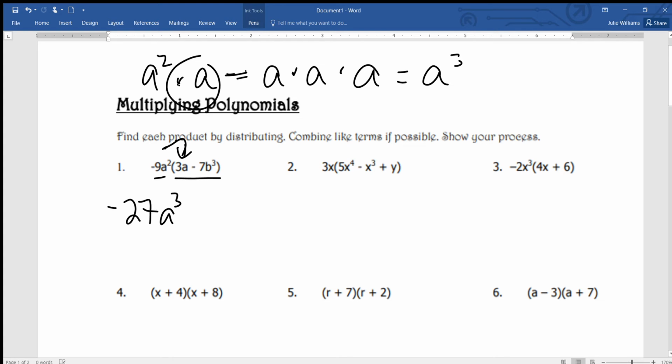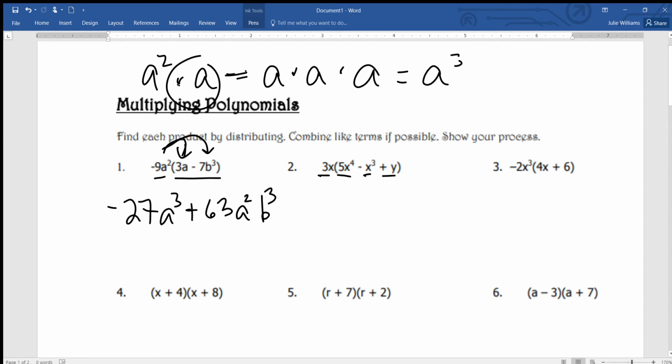All right, and now I'm multiplying negative 9a squared times negative 7b to the third. Again, coefficients first. Negative 9 times negative 7 is positive 63. And then the bases are not the same on these, so we leave it, a squared, b to the third, and that's it. Similar one here, except it's a monomial times a trinomial.